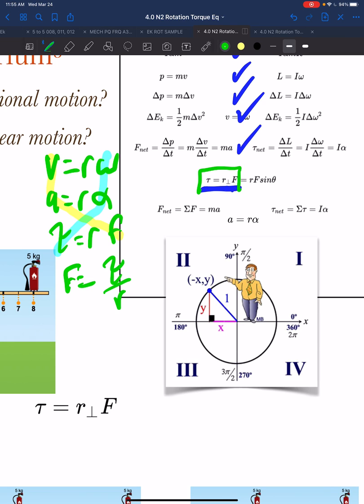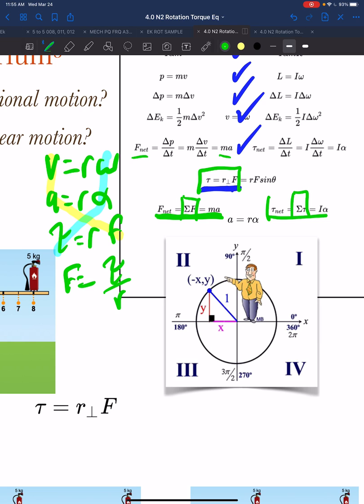Okay, so that's the first thing. The second thing, we'll point out another summary here of F net is ma, which is the sum of the forces. And over here we have torque net, sum of the torques, I alpha. So our larger statements. So tau equals RF.